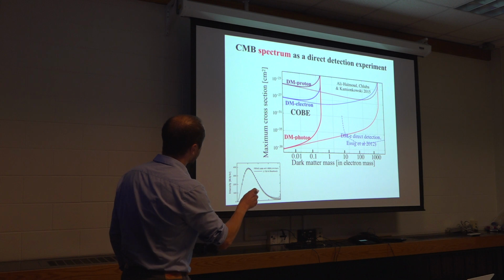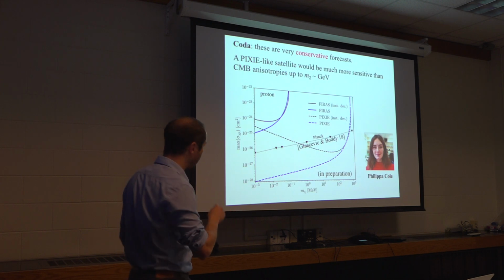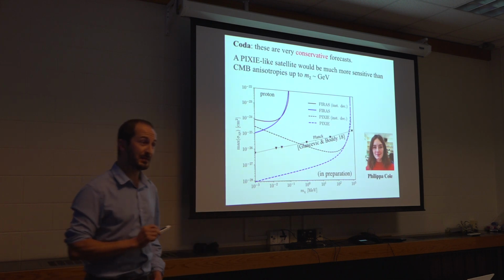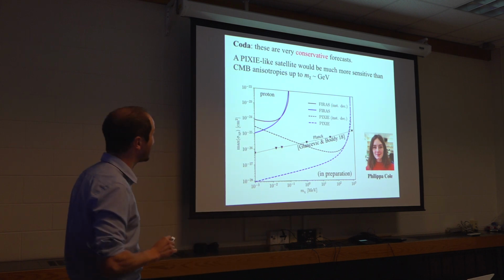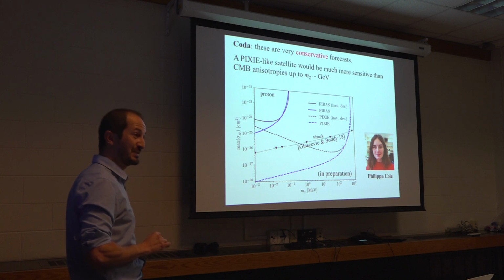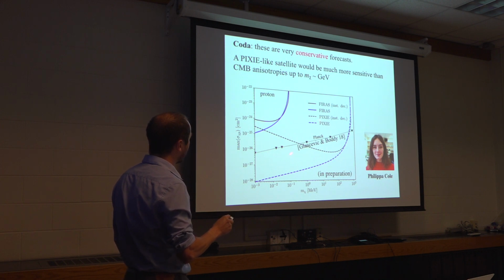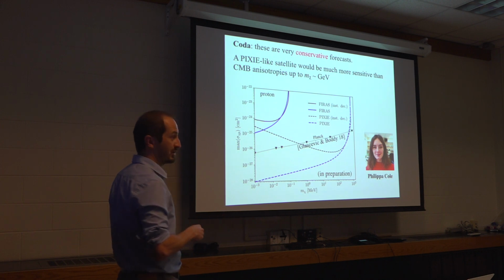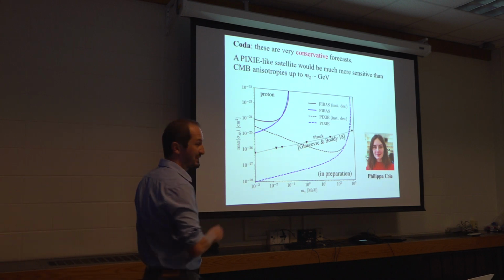As a coda, this is something I worked on a few years ago with Jens Chluba and Martin Markowski. This was a short paper where I made a lot of approximations, and I realized that some of them were a bit too simplistic. Luckily, it went in the right way. So these forecasts are actually extremely conservative. If you do things a little bit more carefully, it turns out that an experiment like PIXIE would be sensitive to much, much smaller cross-sections than what I first had calculated.